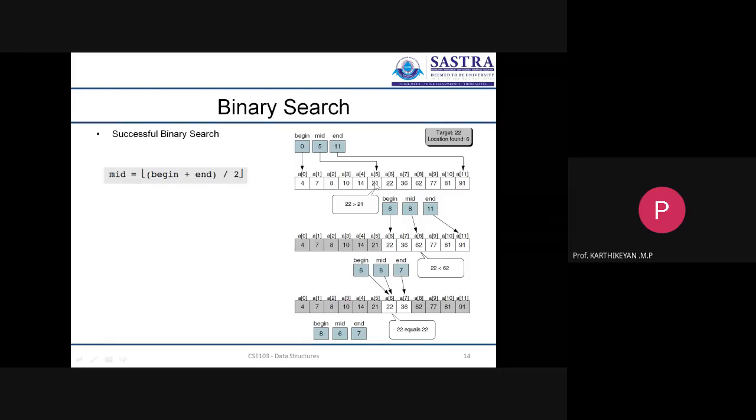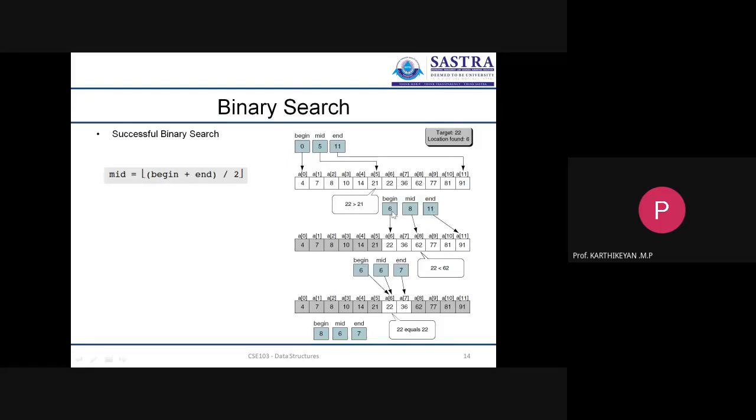So what we will do next is change the beginning of the index. What is the beginning of the index in this case? The middle value plus 1. The middle value is 5, and 5 plus 1 is 6. So we consider 6 as the beginning of the list. See here, 6.